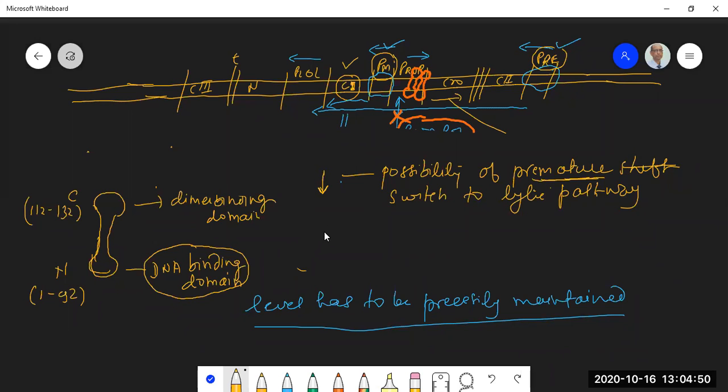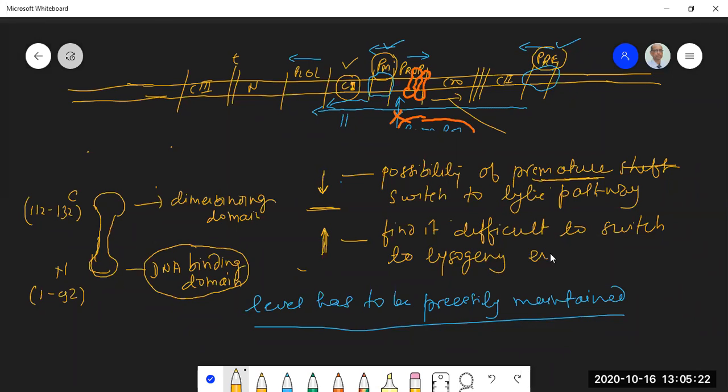But if the repressor protein level is more than the optimum level, so this is the threshold. If it is less than that, then there is a problem. And if it is more than that optimum level, then there is also a problem: the bacteriophage will find it difficult to switch to lytic even when the host has become inhospitable.